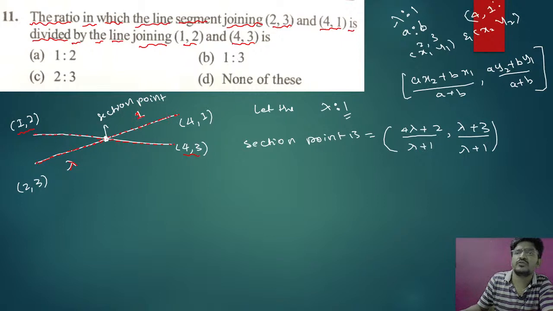x2, y2 is 4, 1. So using that you can see the value. Lambda into x2, that is 4, plus 1 into x1, that is 2, so 4 lambda plus 2 divided by lambda plus 1, comma. In the same way, lambda into y2: lambda into y2 is 1, plus 1 into 3, that is 3. Therefore, the point is 4 lambda plus 2 divided by lambda plus 1, lambda plus 3 divided by lambda plus 1.